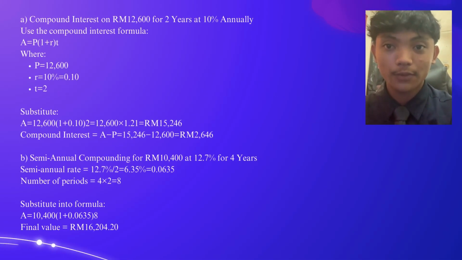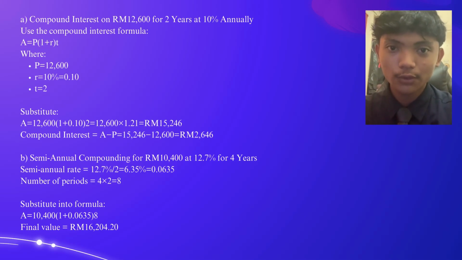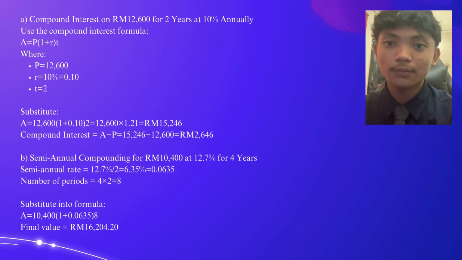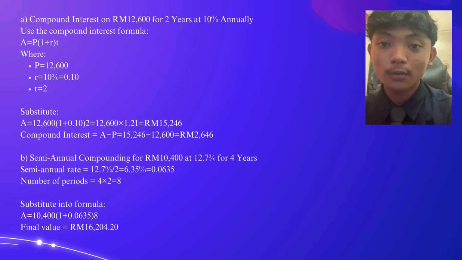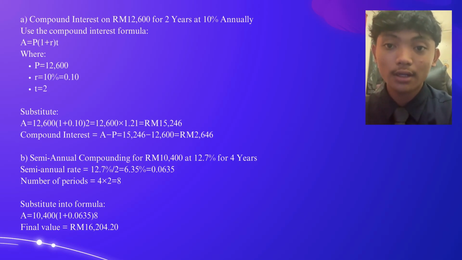Let's start with part A. We are given an initial principal amount of 12,600 invested for 2 years at an annual interest rate of 10%. Let's use the compound interest formula. What is the formula? The formula is P bracket 1 plus R multiplied by T, where P is 12,600 and R is 0.10, that means 10% from the rate, and T is 2 years for the time period.